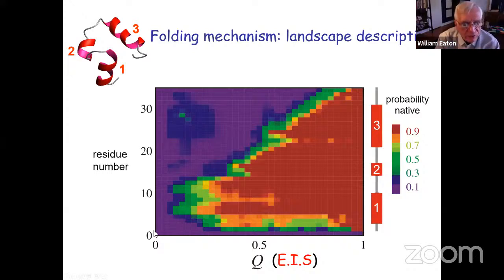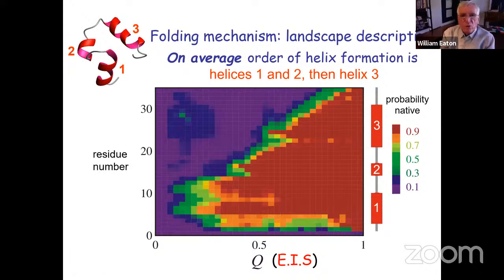And what I'm plotting here is the residue number from 1 to 35 on the y-axis, and Eugene Shakhnovich's reaction coordinate Q, which has turned out to be the most successful reaction coordinate, on the x-axis going from 0 to 1, with the color giving you the probability that a residue is in its native conformation. So what you can see in this diagram is that on average, the order of helix formation is helices 1 and 2 form first, followed by helix 3.